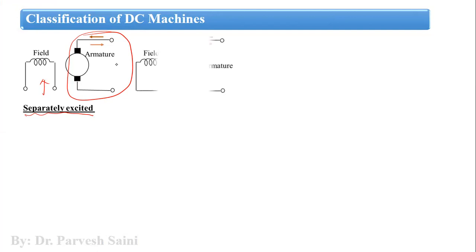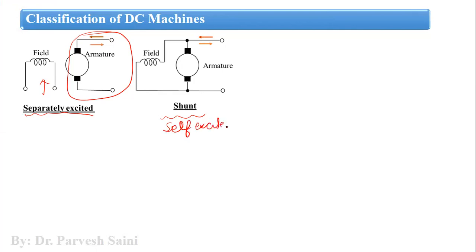Similarly, then we have the shunt wound DC machine. This is part of the self-excited machines. In a shunt wound machine, you can see that the field system is part of the armature system. That is, it is an inherent part of the DC machine. It belongs to the DC machine.